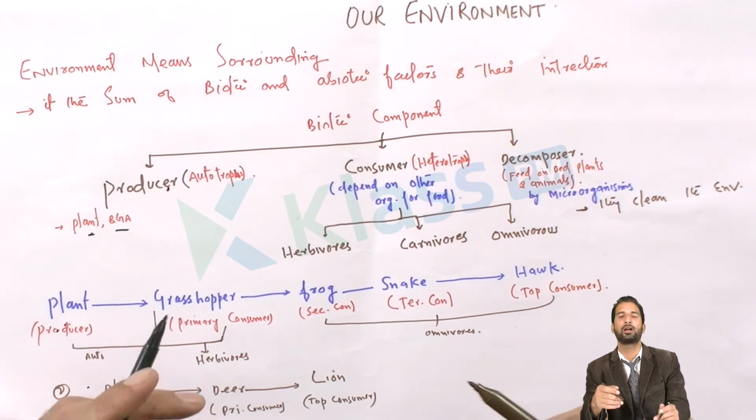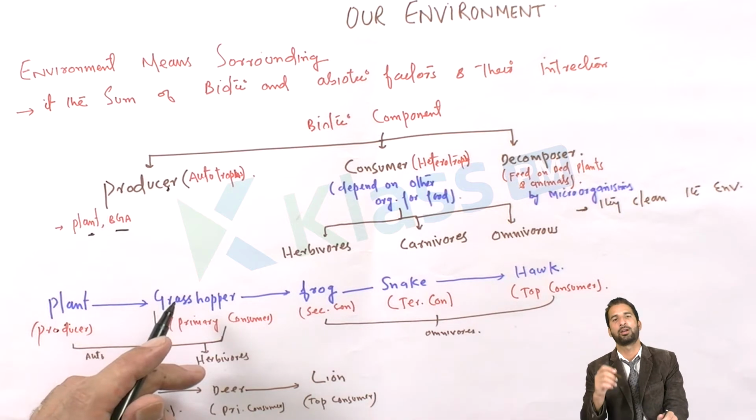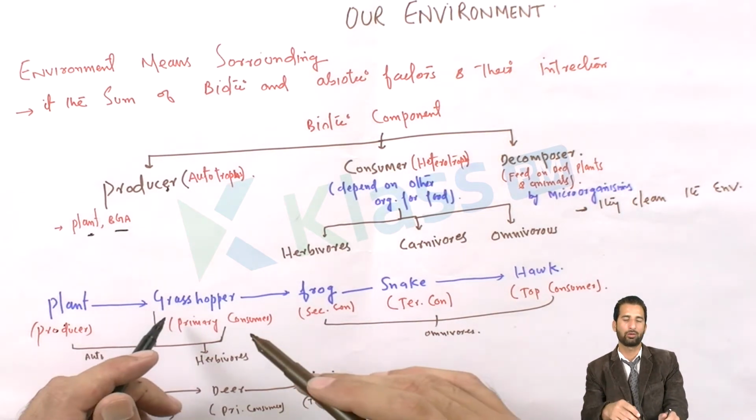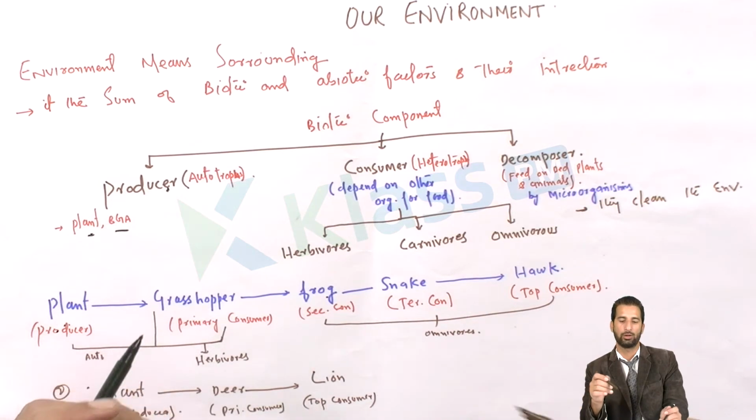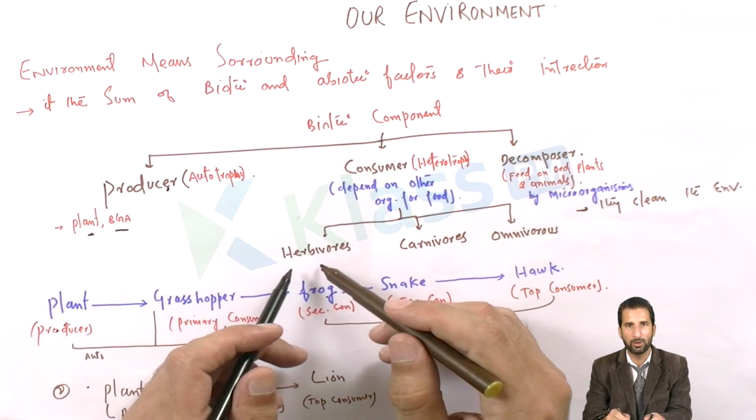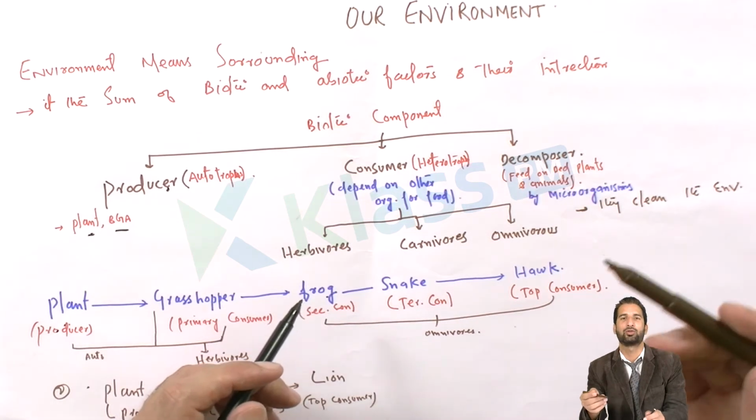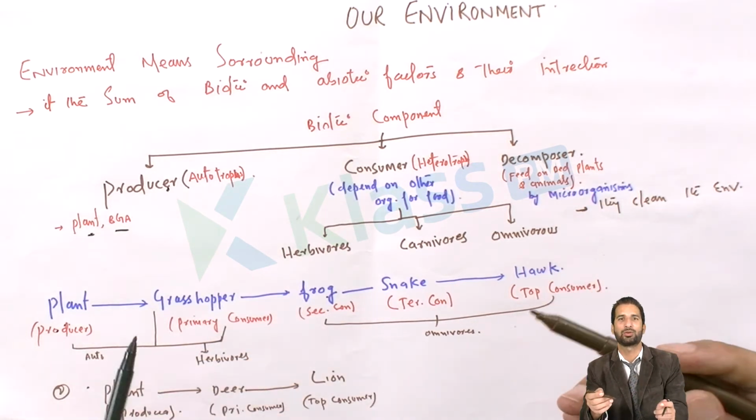But grasshopper in turn is being eaten by the frog. Frogs eat the grasshoppers. So this acts as a secondary consumer. So we can see the herbivores are also called primary consumers, the first order consumers.